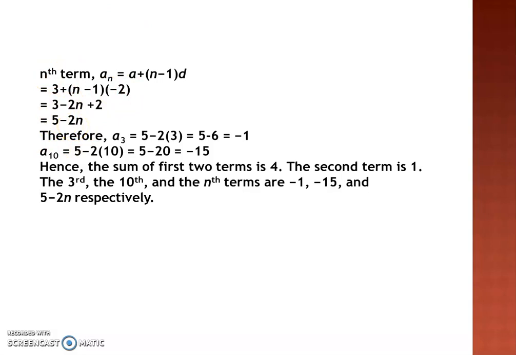Now whatever terms you need to find out, like here you have to find the third term, you have to find the 10th term. So just substitute n equal to 3 here or n equal to 10 here in this one, 5 minus 2n, and you can find out all the terms. So these are the required things. Second term is 1, third and 10th terms and nth terms are minus 1, minus 15 and 5 minus 2n.